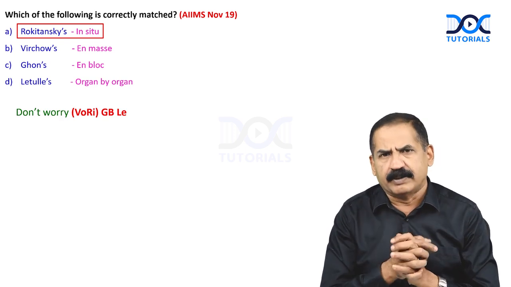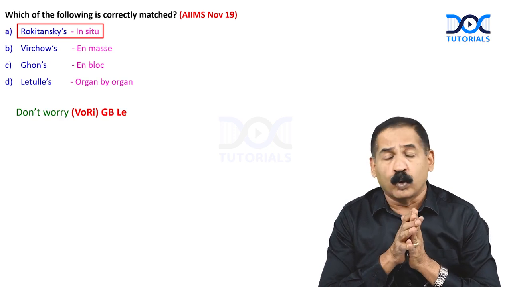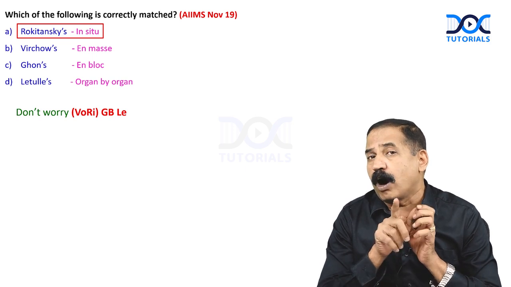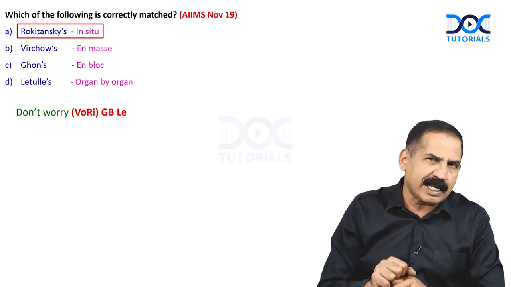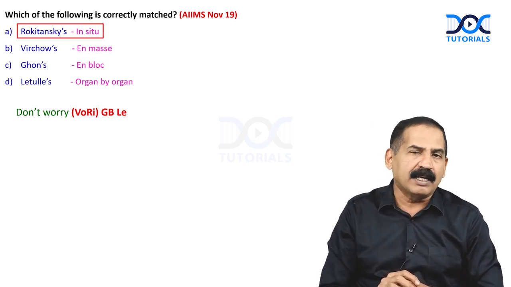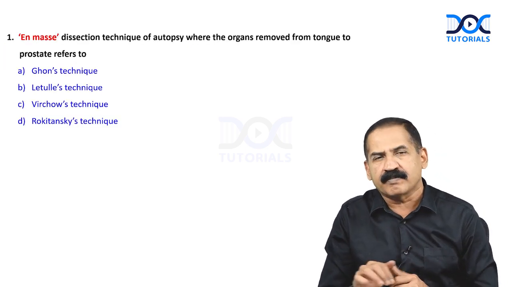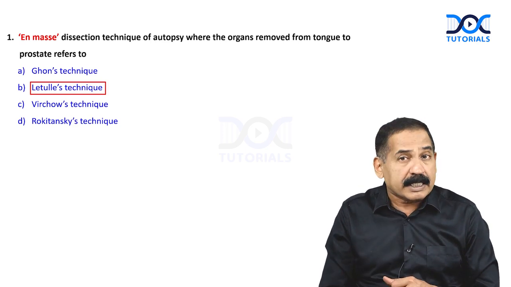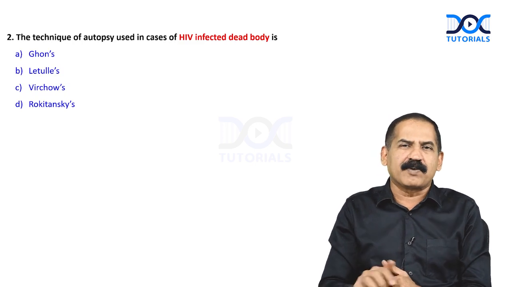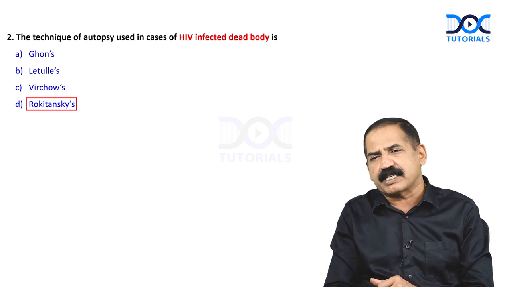And here I can tell you a mnemonic. Don't worry. Make it VORIGBL. V, workhorse; O, organ by organ; R, Rokitansky; I, in situ; G, Gauss; B, block by block; L, lettuce, en-block or en-mass. That is the first question. En-mass dissection is lettuce technique. Meantime, two questions were asked from the same topic. The technique of autopsy used in case of infected body, as I already discussed, is Rokitansky technique.